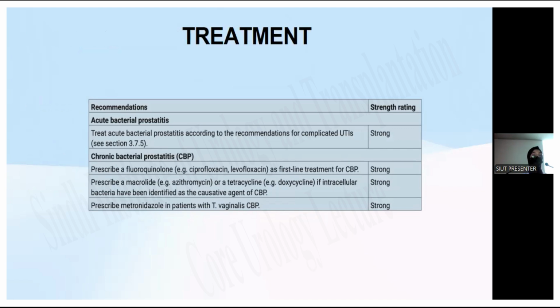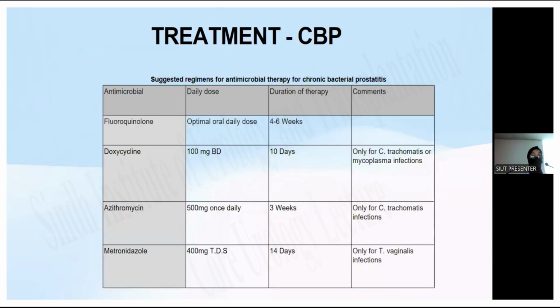The treatment of acute bacterial prostatitis is usually managed according to the recommendations for complicated UTIs. For chronic bacterial prostatitis, we prescribe fluoroquinolone as the first line of treatment. The optimal daily dose is continued for at least 4 to 6 weeks, and other regimens include the use of doxycycline for 10 days, and it's only for patients with chlamydia trachomatis or mycoplasma infections. Azithromycin is used for 3 weeks for chlamydia trachomatis, and metronidazole is used for 14 days for Trichomonas vaginalis infections.